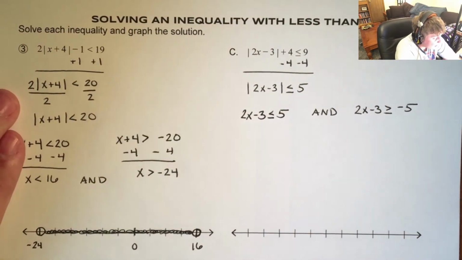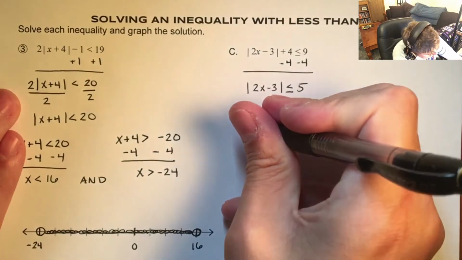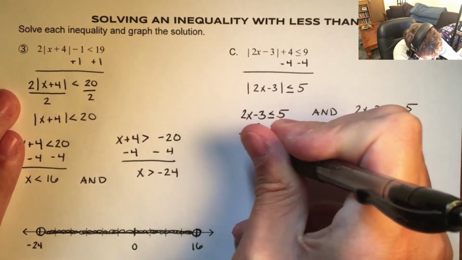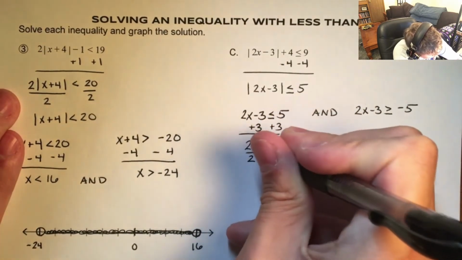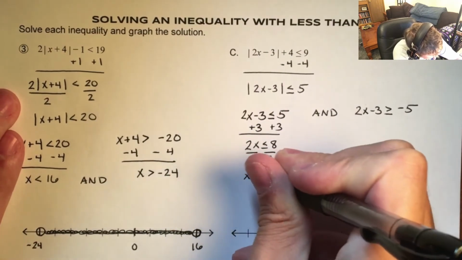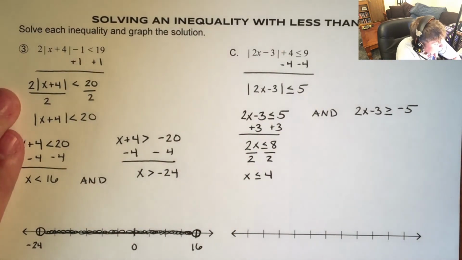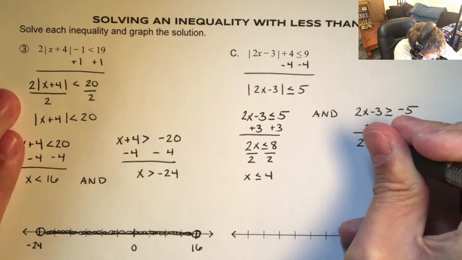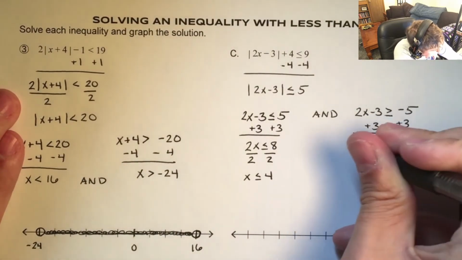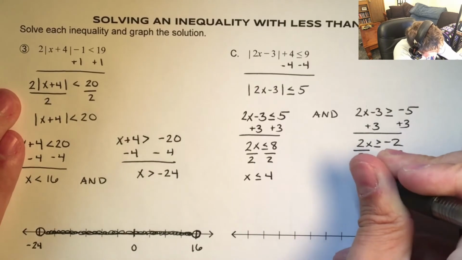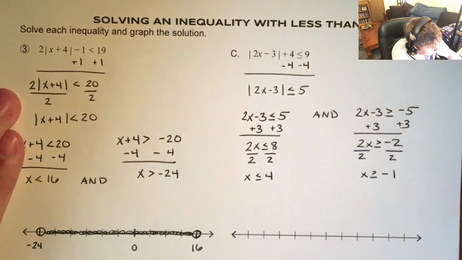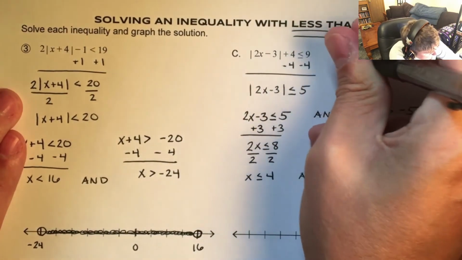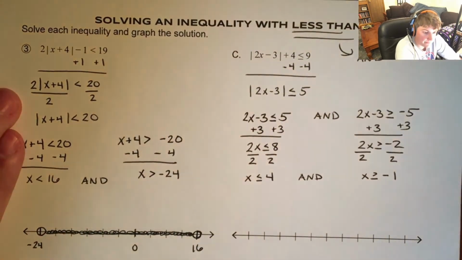So we can solve this. We can add 3 to get 2x is less than or equal to 8, and then divide by 2 to say x needs to be less than or equal to 4. Here we can add 3 to get 2x is greater than or equal to negative 2, divide by 2, x is greater than or equal to negative 1. And again, this is an "and" inequality. Anytime it's less than, it's going to be an "and" inequality.